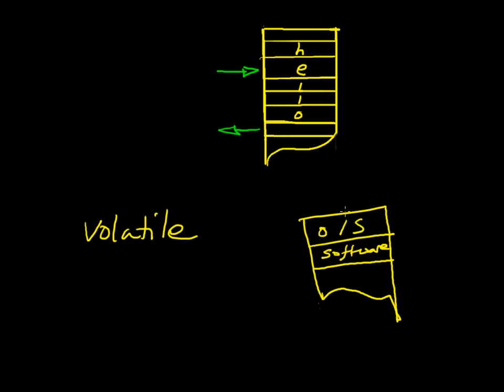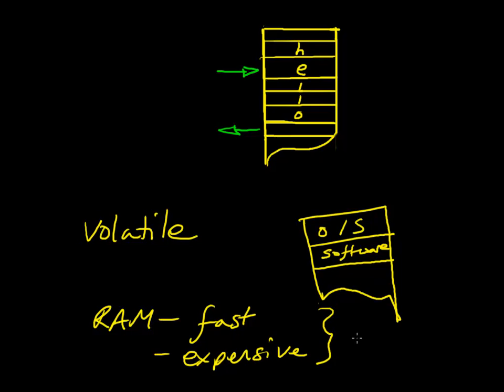So what's the point in having this thing at all if the operating system and the software and everything is actually sitting on the hard disk? Well, the beauty of RAM is that it's tremendously fast. This is fast compared to a hard disk drive. What RAM is not, though, while it is fast, is that it's also expensive. And again, this is compared to a hard disk.